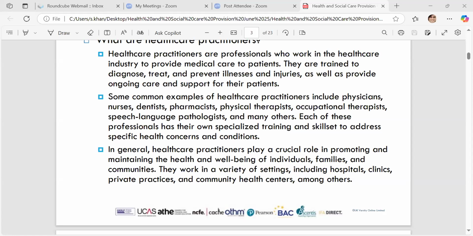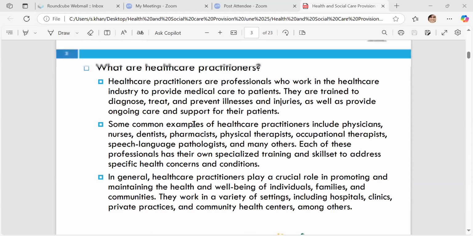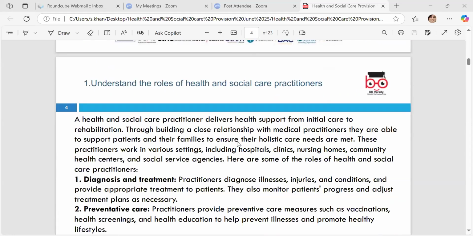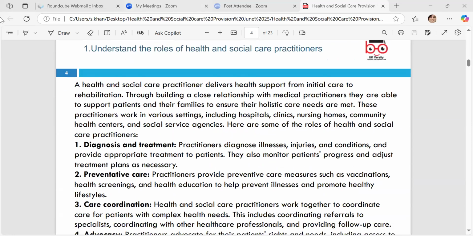And we will look at that a little bit more because it goes into areas such as how they have to be trained and who they have to be registered with. They have external professional bodies that you have to be registered with. So number one, understand the roles of healthcare and social care practitioners. Understanding the roles is a crucial part of the healthcare profession.